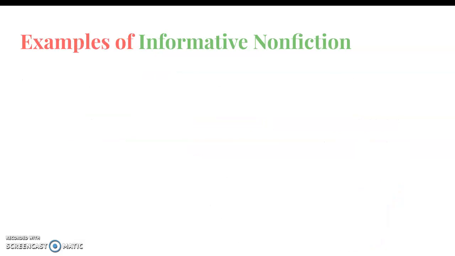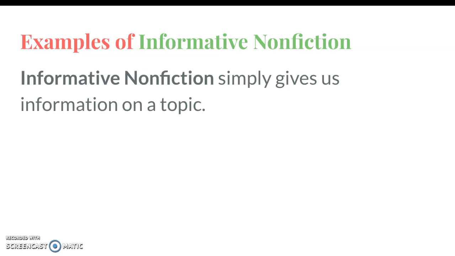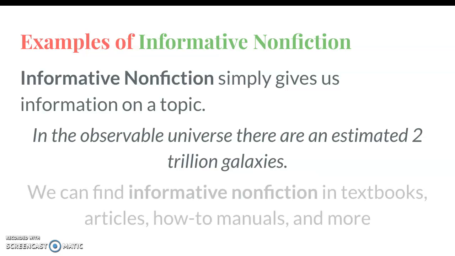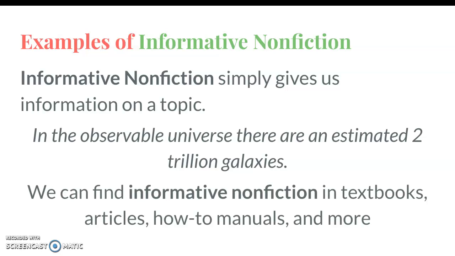So let's talk a little bit more about informative nonfiction. Remember, informative nonfiction simply gives us information on a topic. Here's an example. In the observable universe, there are an estimated 2 trillion galaxies. That's a very, very short piece of informative nonfiction. It's true, and you learn something from it. We find informative nonfiction in textbooks, oh man, all the time in textbooks, in articles, in how-to manuals, and many other different examples and different mediums.